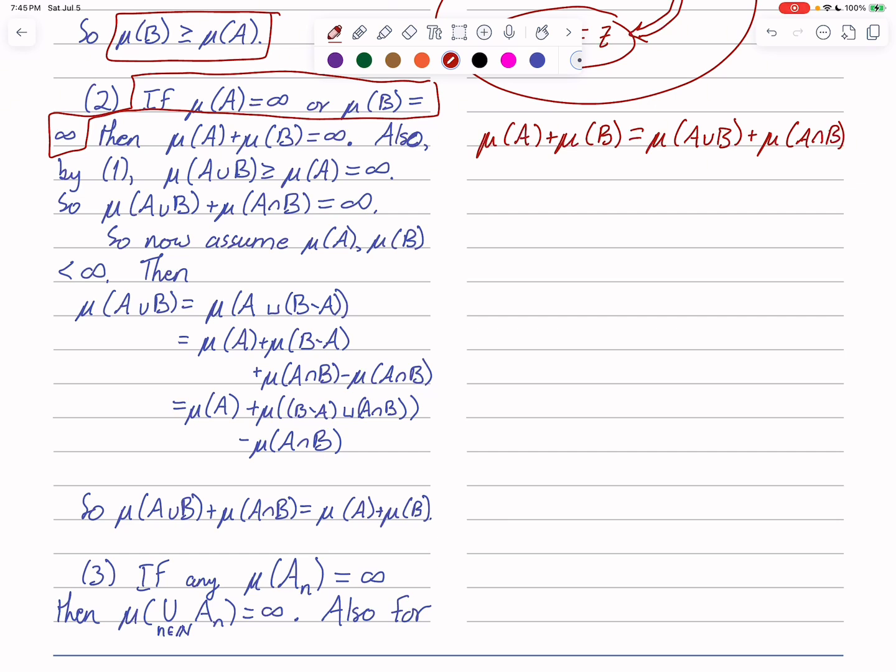Well, if one of them has measure equal to infinity, then no matter what the other one is, we know that it is non-negative, and therefore infinity plus a non-negative quantity must also be equal to infinity. And so this left-hand side is equal to infinity in this case. Okay, what about the right-hand side? Well, suppose it were mu A that's infinite, then A union B contains A, of course, and therefore by the first property, we know that mu of A union B would have to be greater than or equal to mu A.